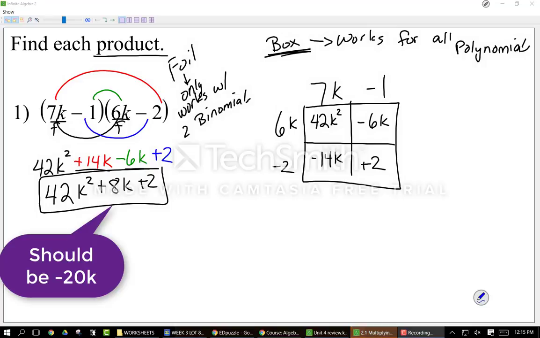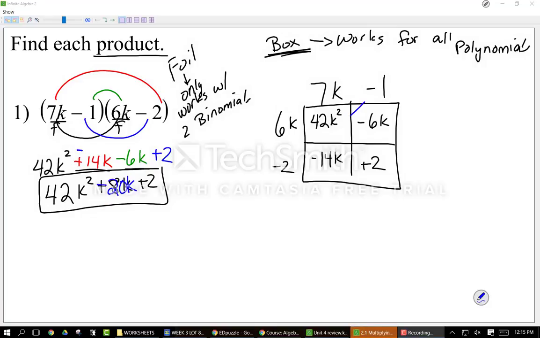And if you look at this box, my diagonal is always going to combine together. It's always going to be combinable. So I get 42k squared, combine the stuff in the blue circle there, minus 20k plus 2. Okay? So that's the way you can do it with a box. Box, again, always works for polynomials, any kind of polynomial.